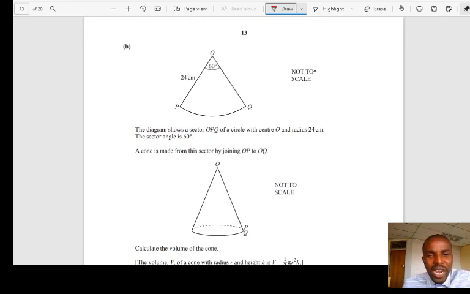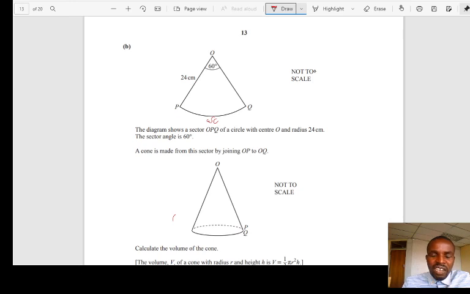They have to work out this one. You have to know the concepts. Like in this case, PQ on this one was an arc. So the arc length is now the circumference of the circle on our cone. It means the arc length is the same as the circumference of a circle.